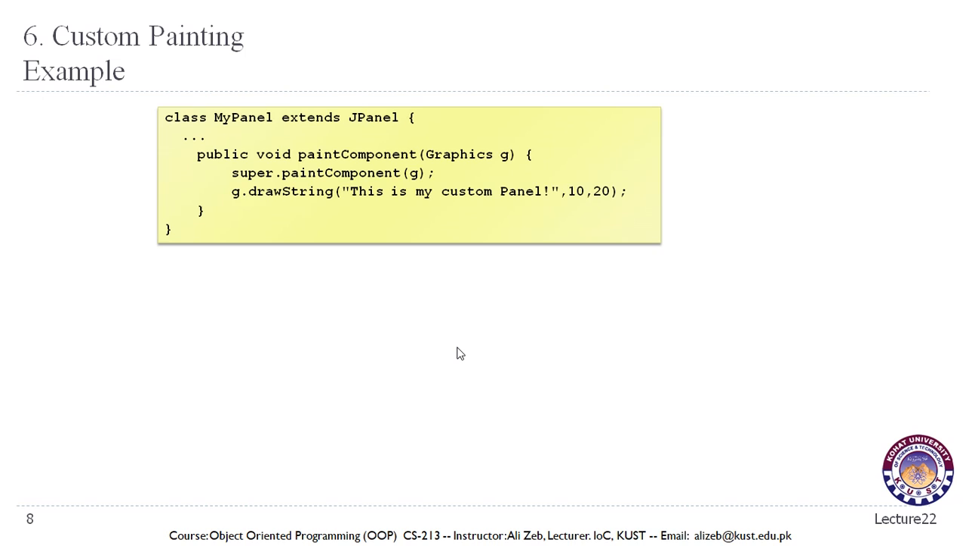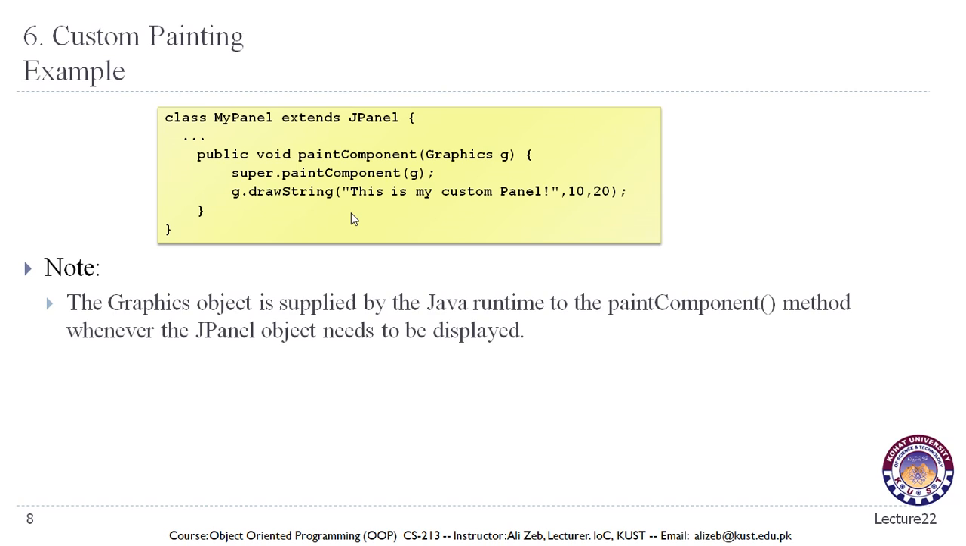For example, we have a class MyPanel extends JPanel, and we have this method, public void paintComponent, and this is the first thing that we should do in our class: in the paintComponent method we call the superclass paintComponent method by passing the object of the Graphics class. Then we can use the object to draw things on our panel.